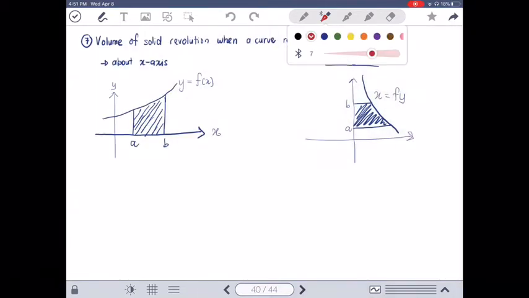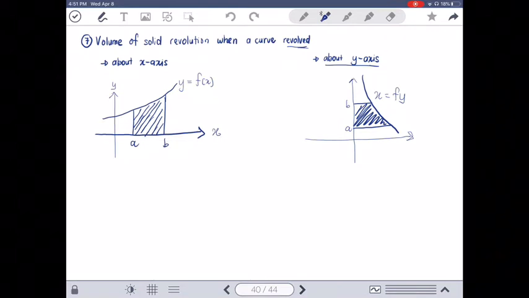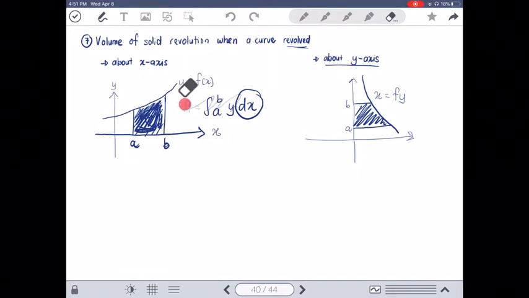Okay, let's have a look on the first slide. Volume of solid revolution when a curve revolves about the x-axis and about the y-axis. Suppose that I have this picture here, and we can see that there is an area. If you want to find the area, it's just equal to the integration from a to b of the function y with respect to x, because the boundaries are on the x-axis.